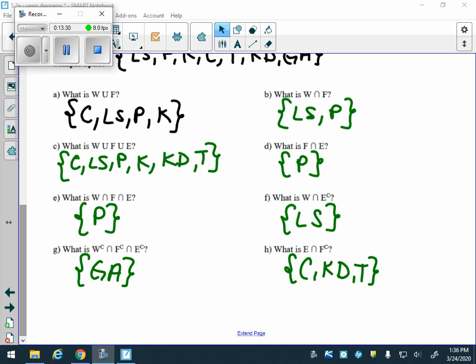Okay, you should have got the following answers. For B, that means what animal has webbed feet and fur. Okay, so just webbed feet and fur, only webbed feet or only fur is not what it says. You're looking at the intersection of W and F. So that's leopard seal and platypus. For C, which animals have webbed feet or fur or lays eggs? So it's every animal except for what's on the outside, green anaconda.